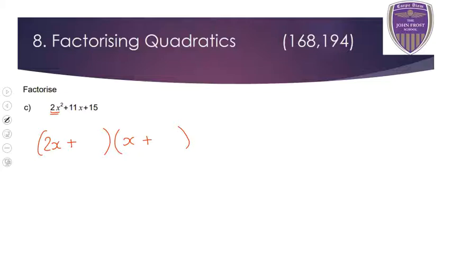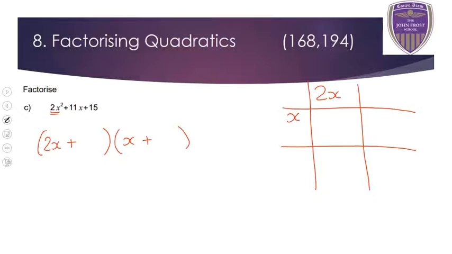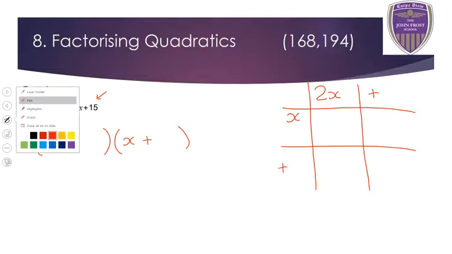All right, so I'm just going to set the box method up over here, and we'll do a little bit of trial and error if we need to. So it's got to be 2x and x, okay? And then we're looking for still 2 numbers that times to make 15. So they're both positive, so that needs to be a plus, that needs to be a plus.